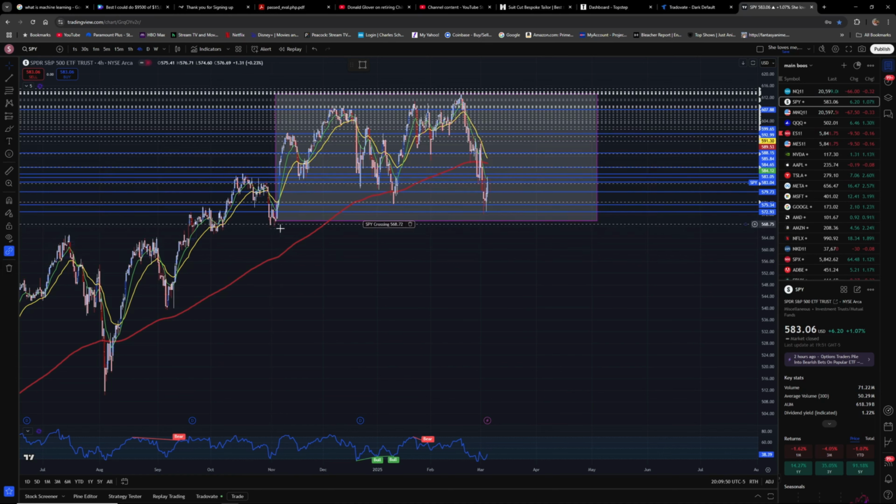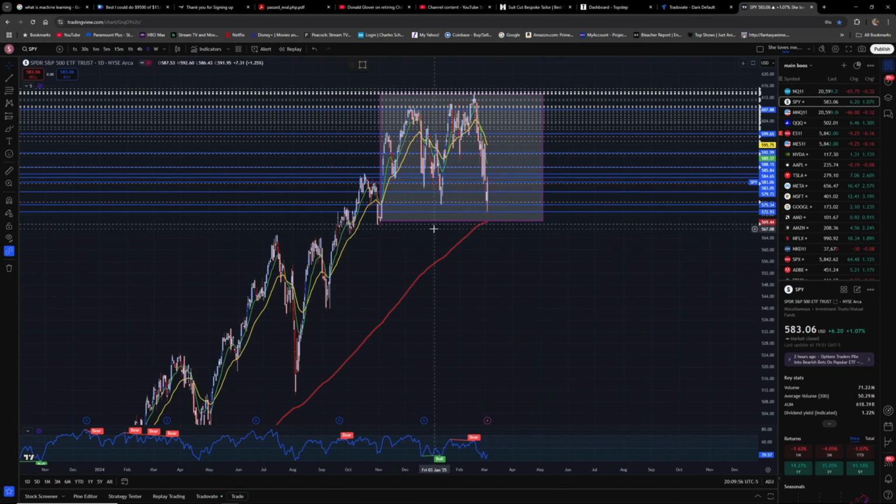As long as we maintain above this white line right here, we will stay within this level of market structure. Let's go to the daily. We're reaching for the daily 200 EMA, which is right at the bottom of my purple box here, or $569 thereabout. I'd say 570 to 569.